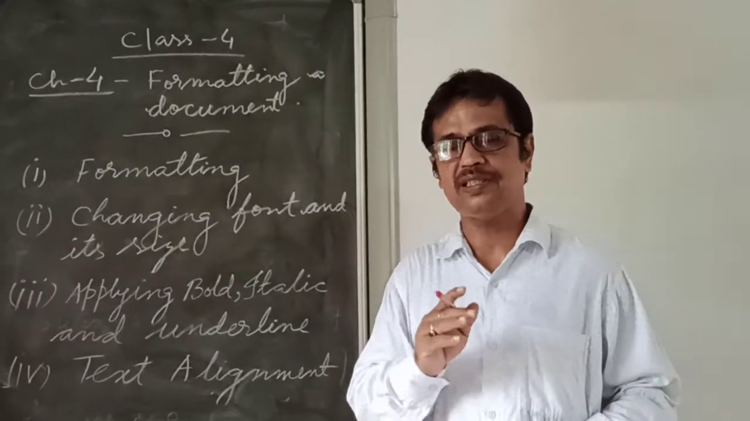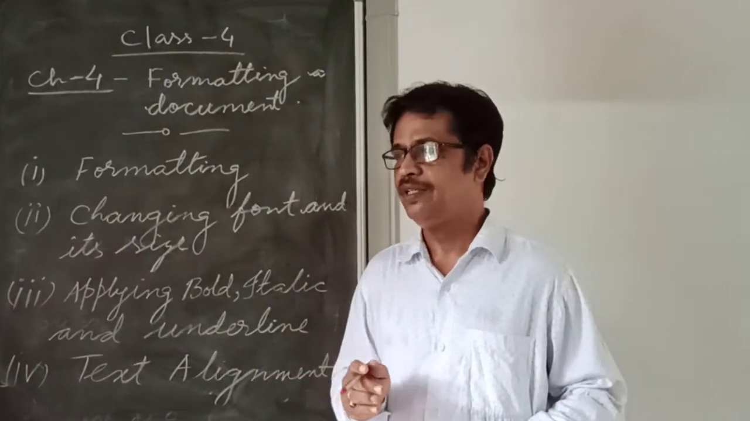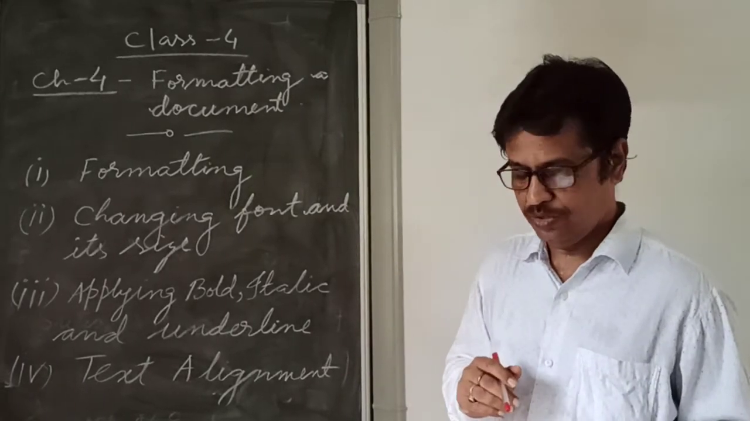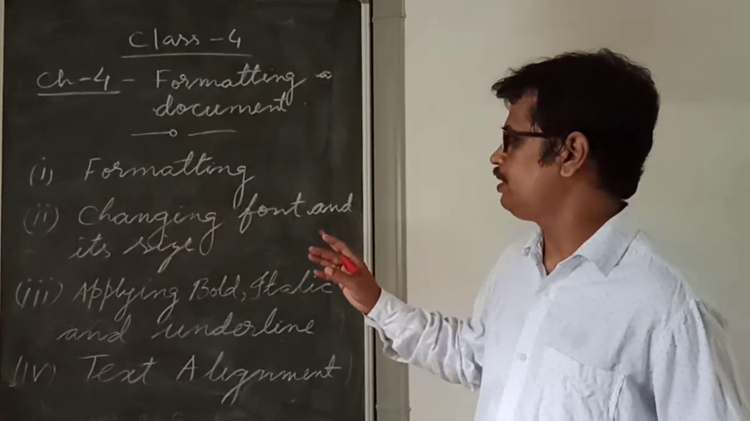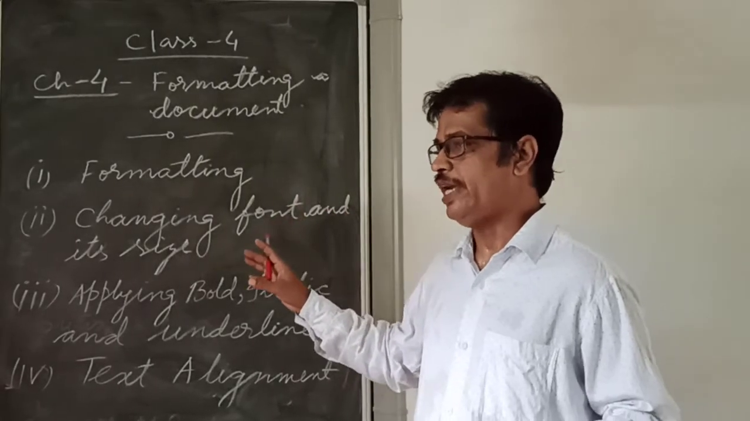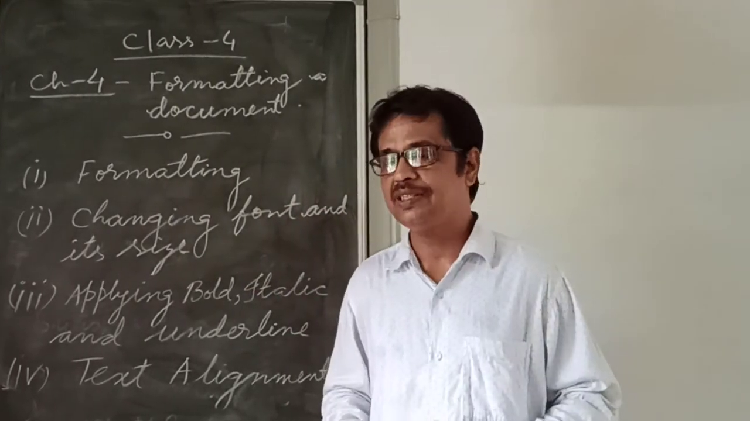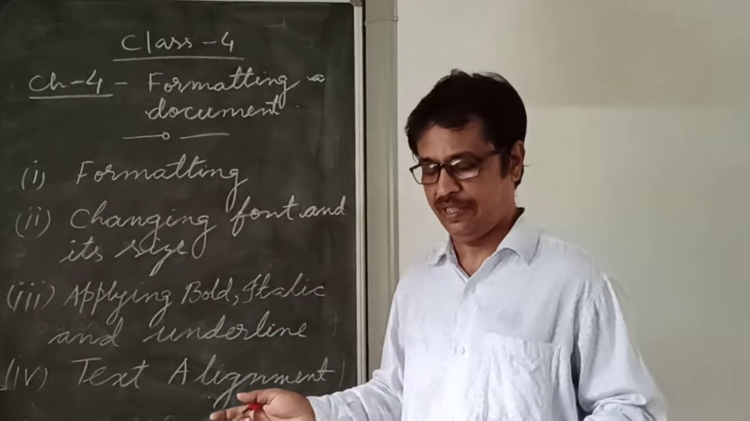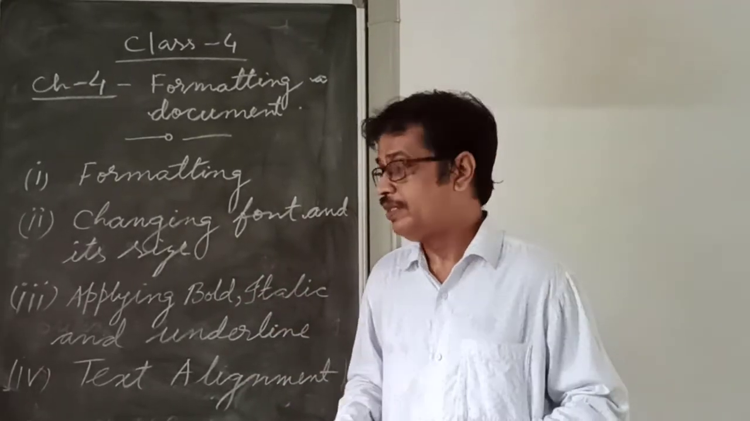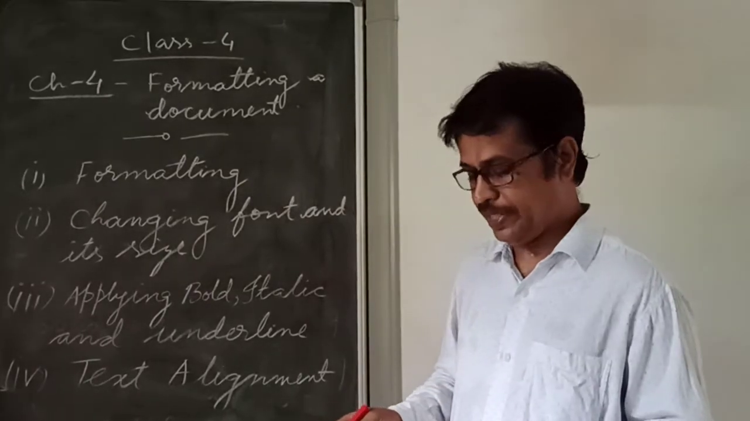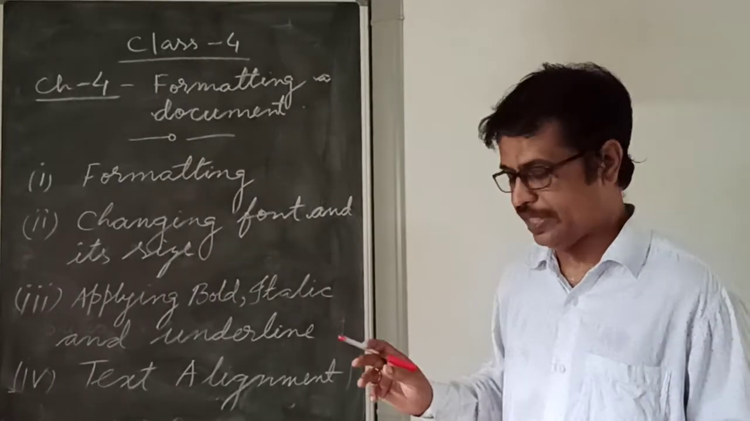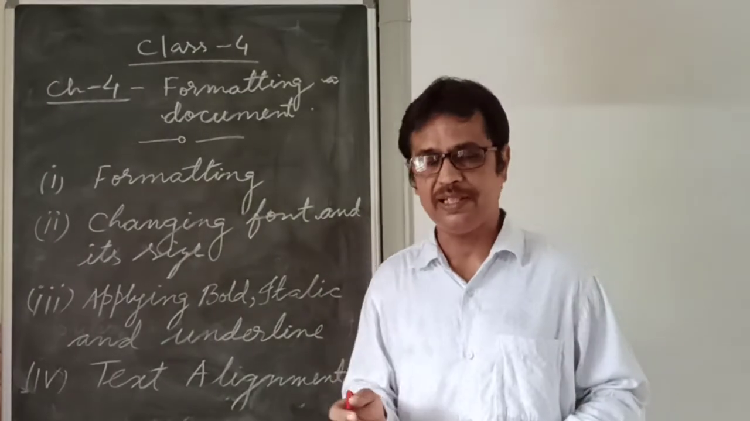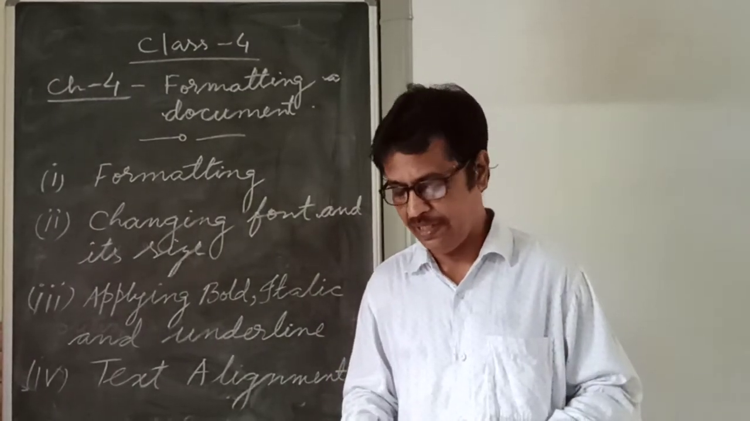Left alignment, this is the default alignment. Right alignment, center alignment and justify. So these are the 4 types of alignment given in MS Word. Alignments can be set either before writing the text or after writing the text. So let's start with left align. As I told, there are 4 types of alignments: left alignment, right alignment, center alignment and justify alignment.